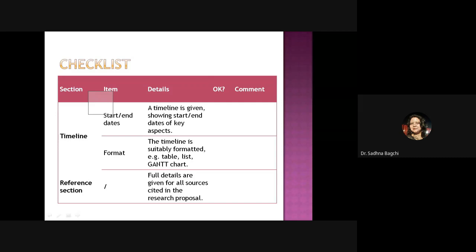Now come to the last section, the reference section. Full details are given for all sources cited in the research proposal. You give all the full details, and they must be mentioned in ascending order. You can arrange all the cited sources alphabetically.